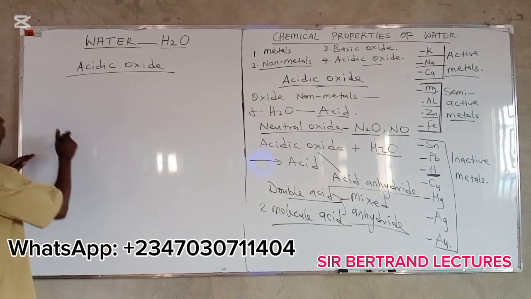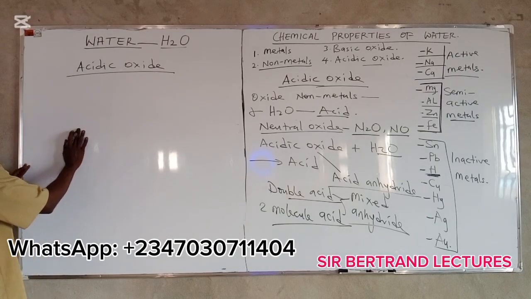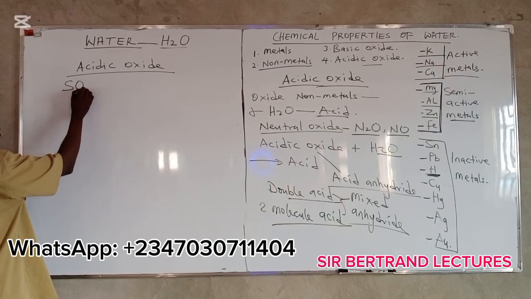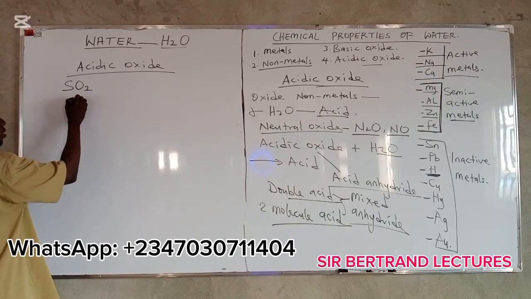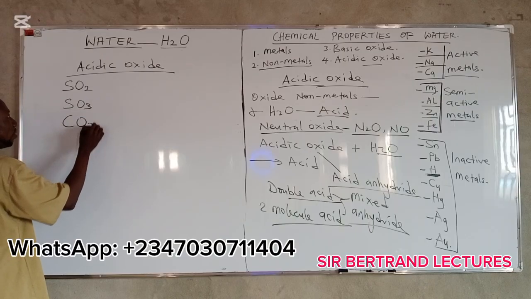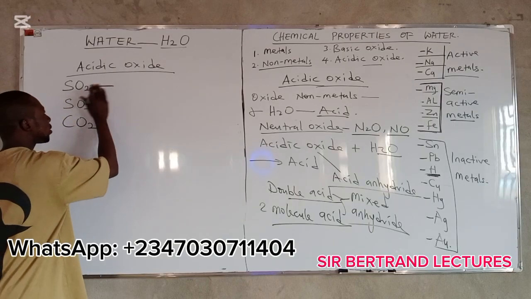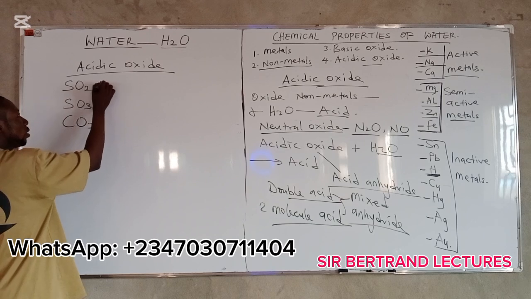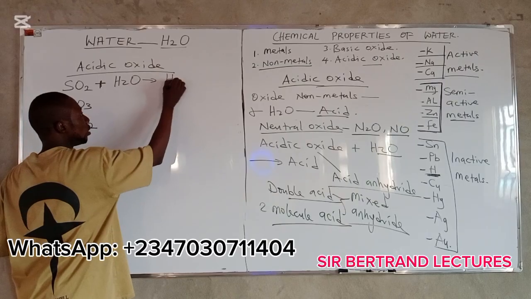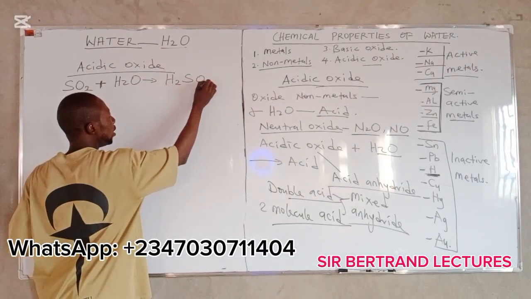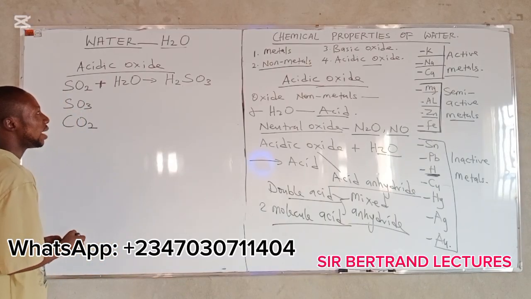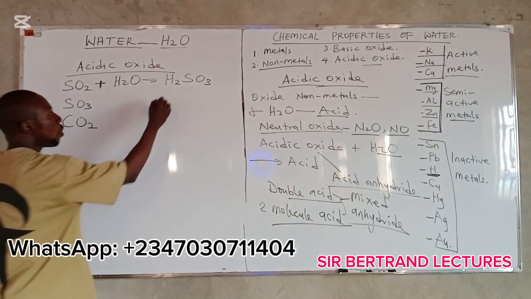Now, let's look at the acid anhydride, the one that produces 1 mole of acid. We have this. Then we have this. This is sulfur dioxide reacting with water to produce H2SO3, which is trioxosulfate(IV) acid, also known as hydrogen trioxosulfate(IV) acid.